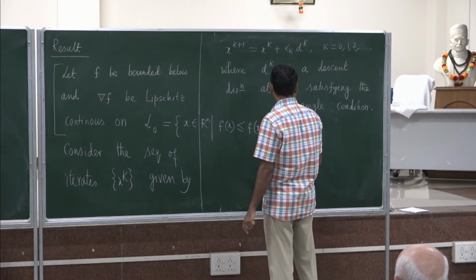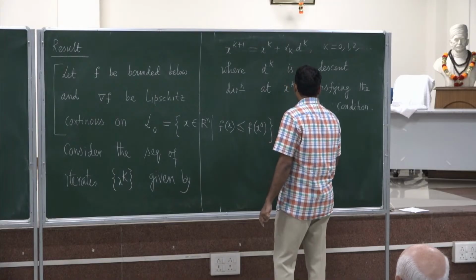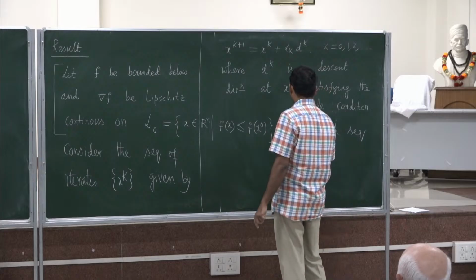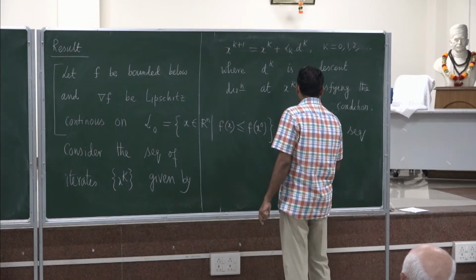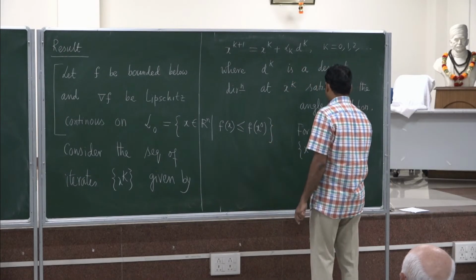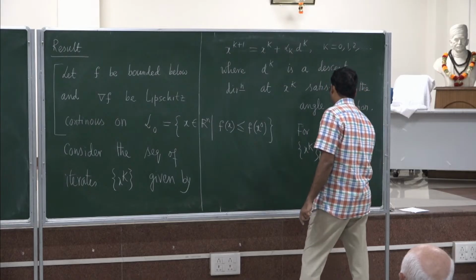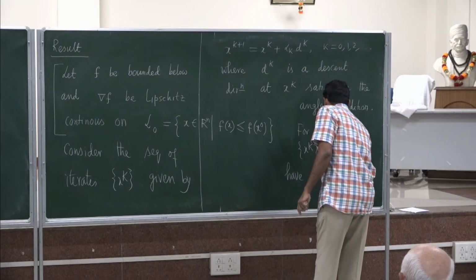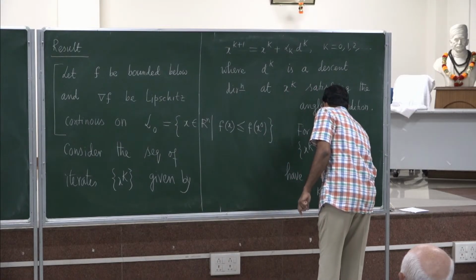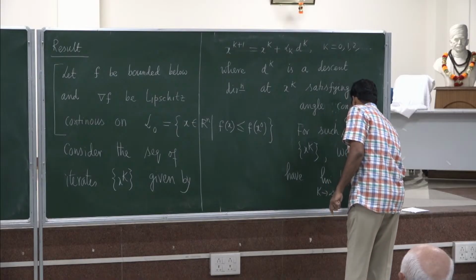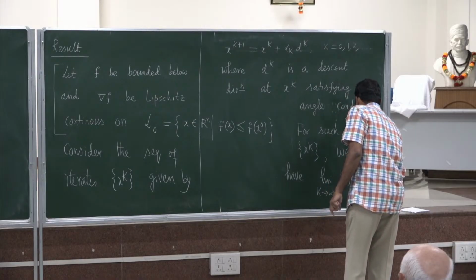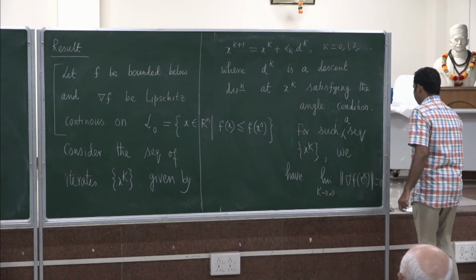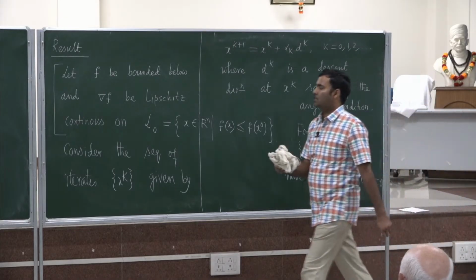Consider the sequence xk. For such a sequence we have the limit as k tends to infinity of the norm of gradient f xk is equal to 0. The reason is as follows.